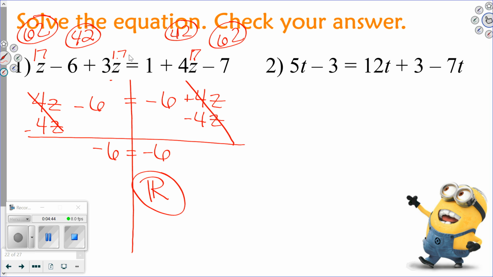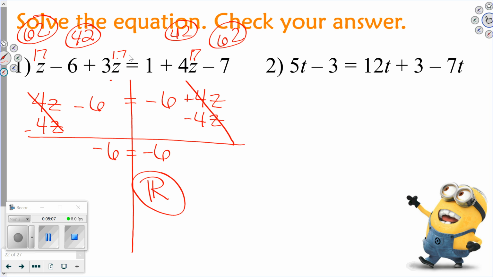Doesn't matter. Whatever you plug in. 6,305,700. I don't care. Plug it in on every spot. It's going to work. Okay? So that's what that means. When your variables cancel, either everything I put in is going to work or nothing's going to work. So if that happens to you and these are equal, we know it's all real numbers.